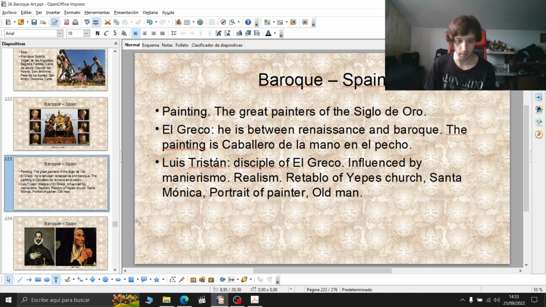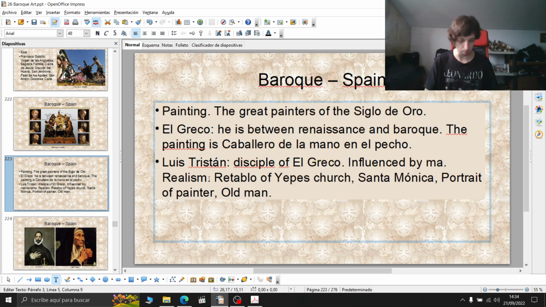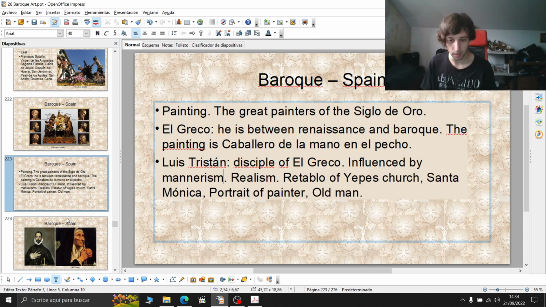Okay, painting. The great painters of the Siglo de Oro, the Golden Century. El Greco is between Renaissance and Baroque. The painting is Caballero de la mano en el pecho. Luis Tristán, disciple of El Greco, influenced by Mannerism, Realism. And this is Santa Monica.